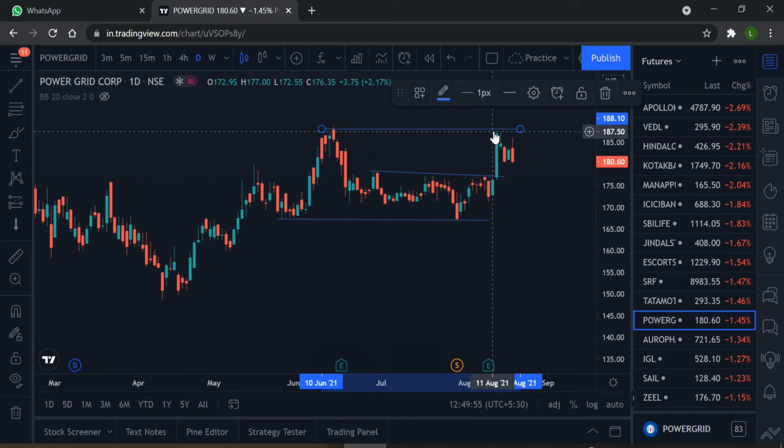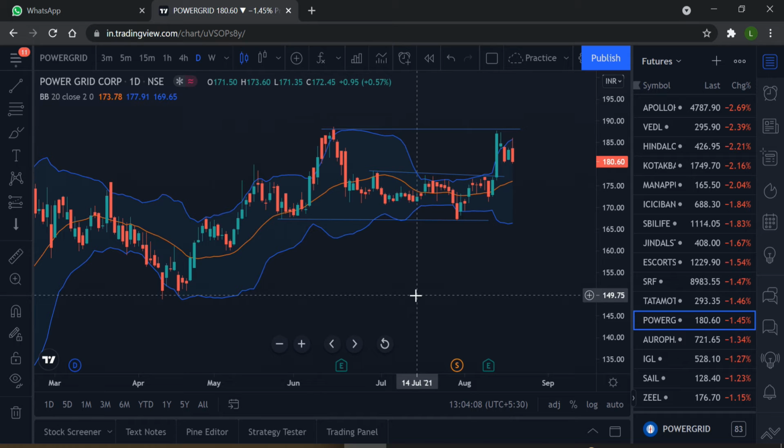Recently I posted about this stock in the Telegram channel Trading Redefined. This is how we can use the Bollinger Band for two reasons. One is to identify the breakout, another is to identify the momentum of the trend.